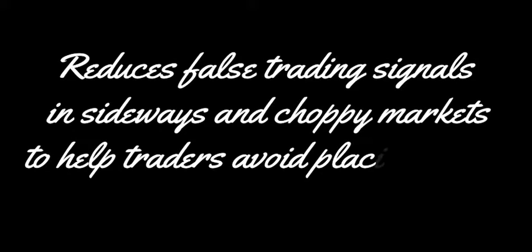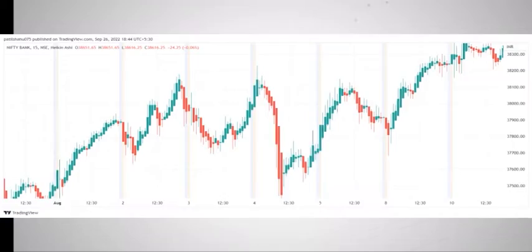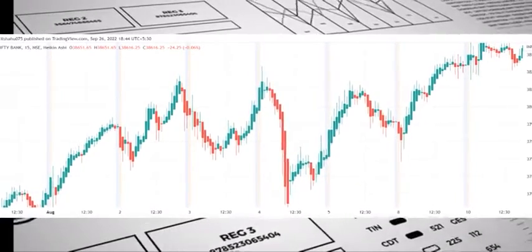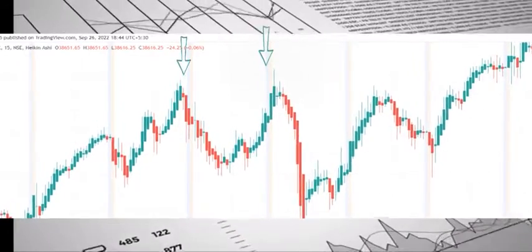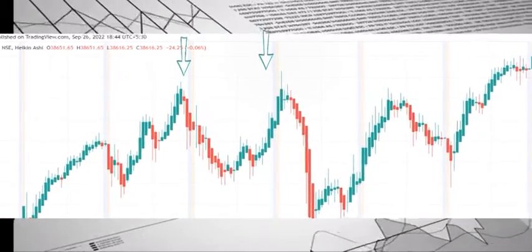The Heikin-Ashi technique reduces false trading signals in sideways and choppy markets to help traders avoid placing trades during these times. For example, instead of getting 2 false reversal candles before a trend commences, a trader who uses the Heikin-Ashi technique is likely only to receive a valid signal.